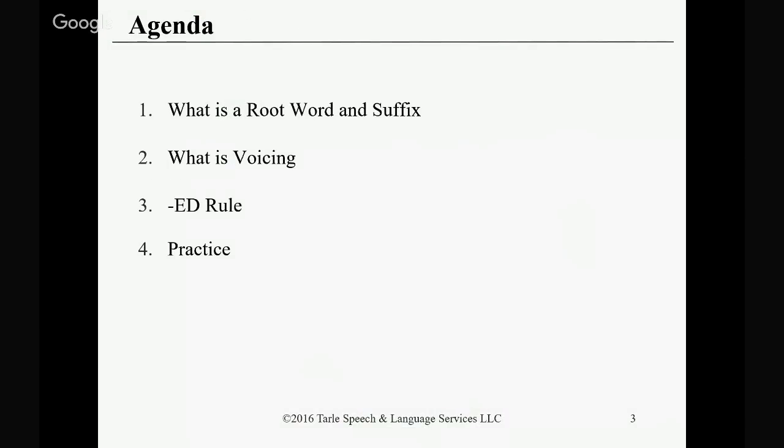So our agenda for today is to talk about what is a root word and a suffix. What is voicing, which is going to be very important. We need to know what voicing is, especially at the end of the word, to apply this ED rule. And just as a quick tip, if you watched my class last week on S endings, there are two versions of that to watch. Again, the audio isn't that great, but from the feedback I've gotten, the content is pretty good. The rule follows the same concept, that the voicing at the end of the word will lead us to know how to say the ED sound when we add it on. And of course, as with all my classes, we end with practice.